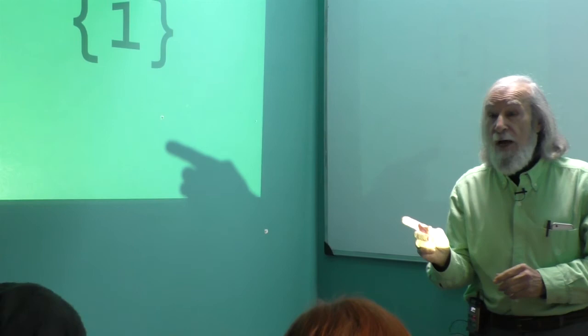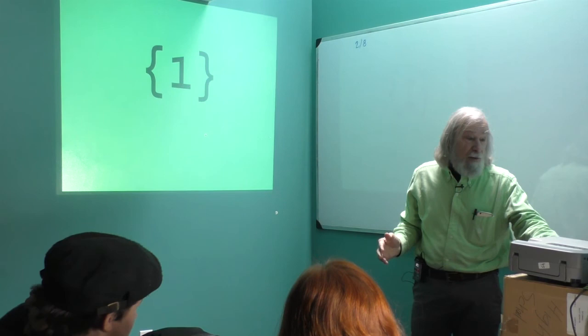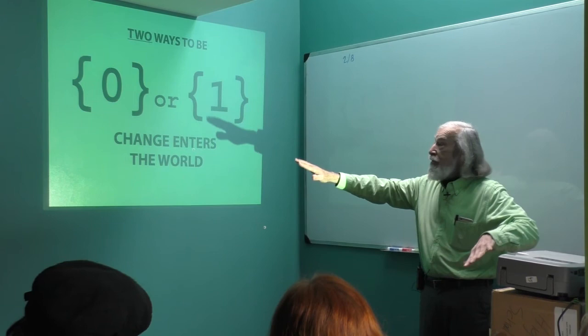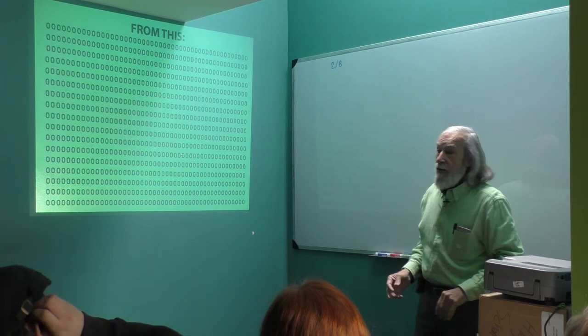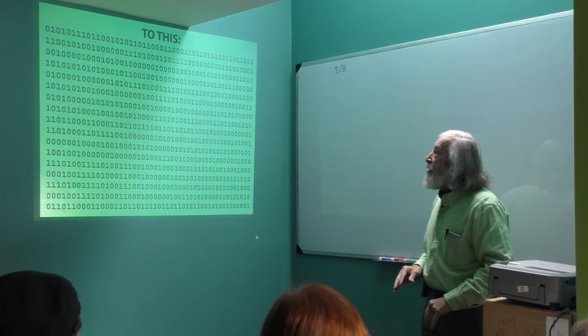But if you multiply it out and you have lots of them, remember, having lots of zeros wasn't helpful. Still no way to make any distinctions. But if there are two ways to be, the ground state, which we're calling zero, and this new way of being, which we're calling one, change enters the world. And we go from this, which is just this indistinguishable bunch of zeros, to this. Now you say, well, this looks pretty crazy. I mean, it's just a bunch of zeros and ones.